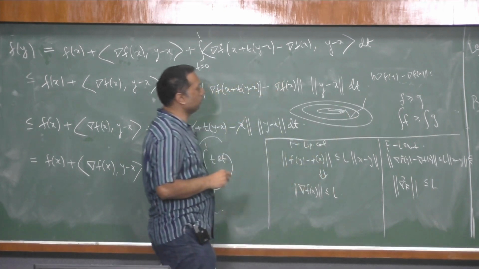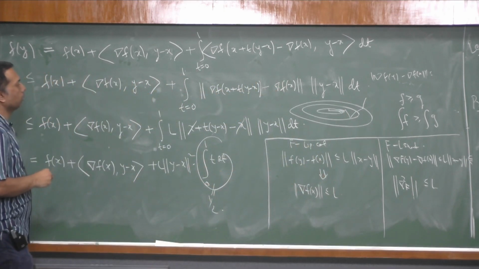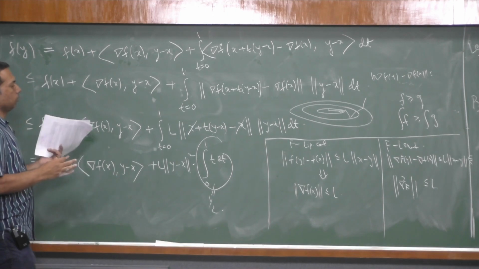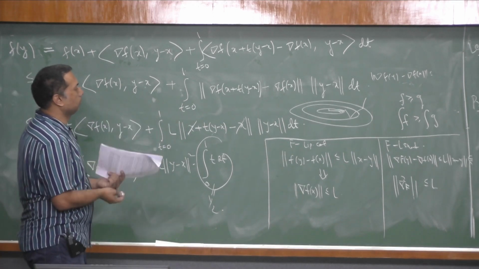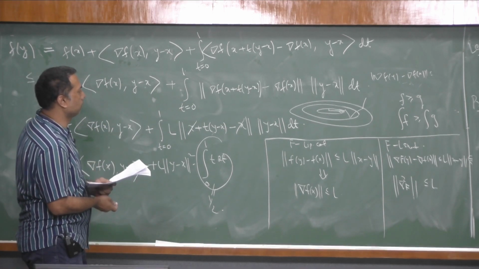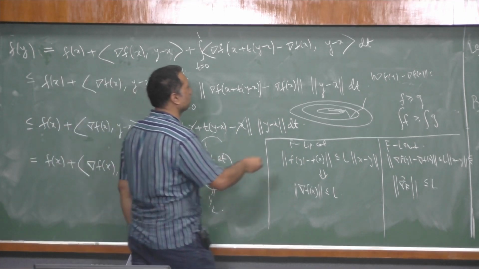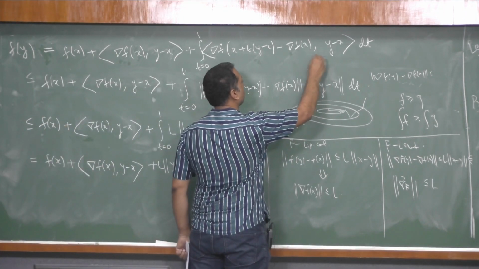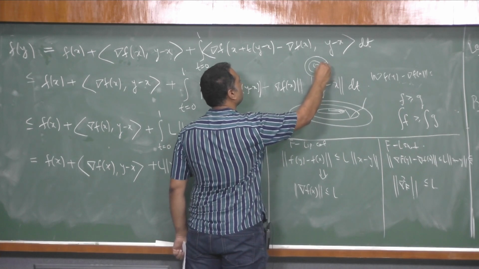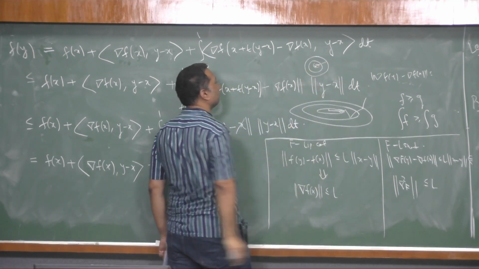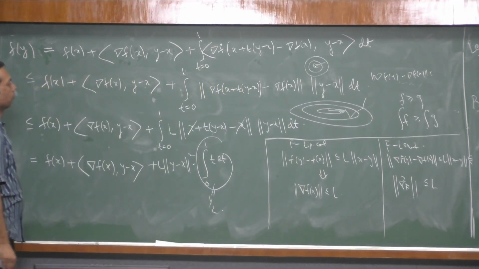What is the perfect case? The perfect case is when the eigenvalues are equal, the perfect is the circles, right, the identity. So in that case, you go there and you go directly to the minima, okay.